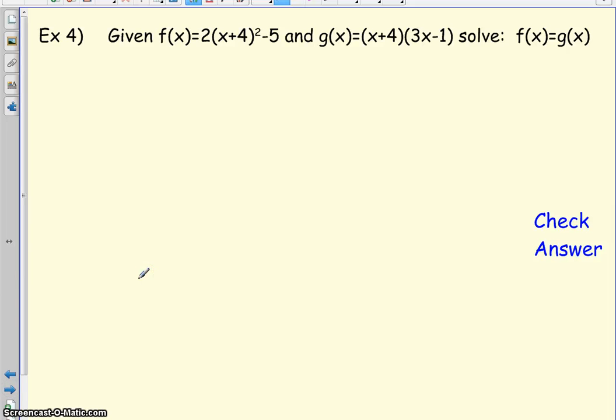So with this one here, we're given two different functions. f of x is 2 bracket x plus 4 all squared minus 5. It's in vertex form. And g of x equals x plus 4 times 3x minus 1. And it says solve f of x equals g of x. There's a lot of notation going on here, and remember, we have to get used to working with the function notation in grade 11. So it says solve f of x equals g of x. Let's just set up that equation first. So f of x is this.